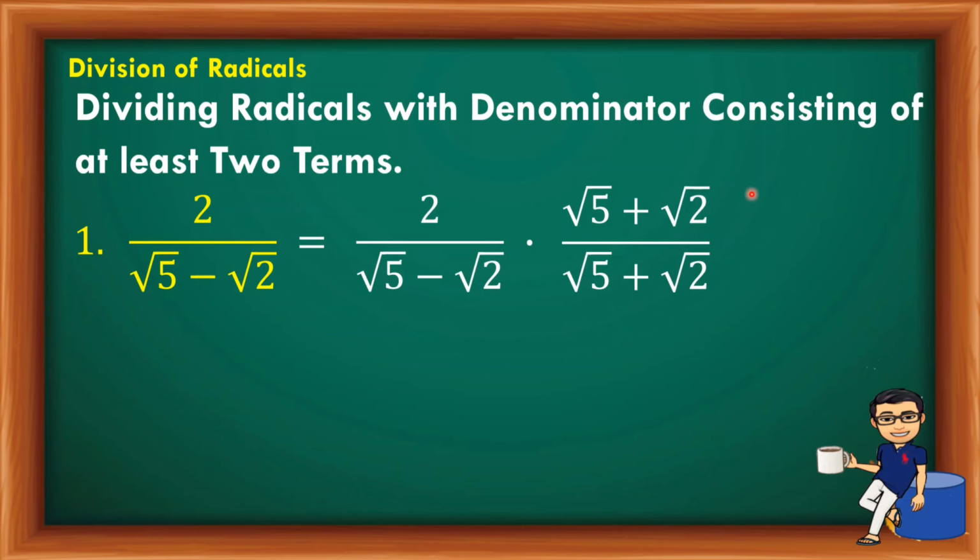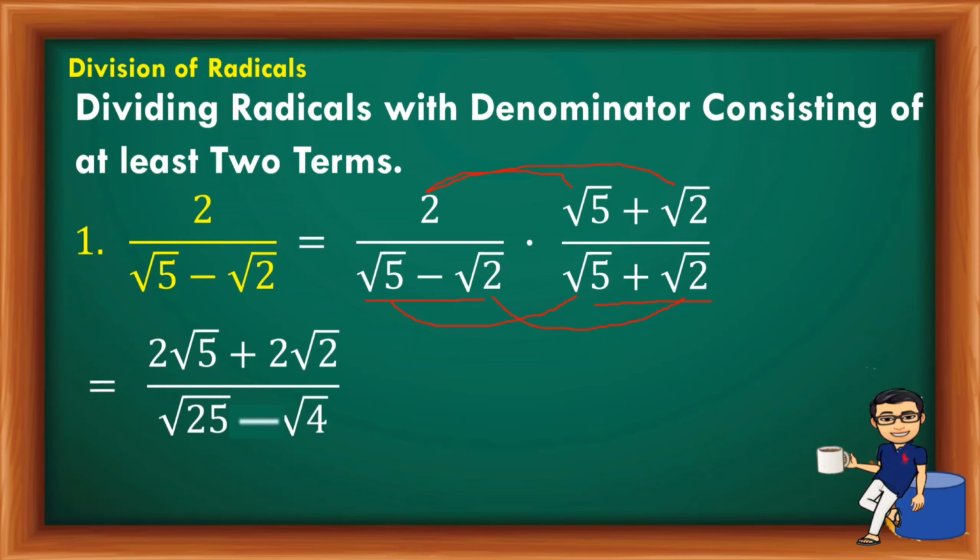Numerator and denominator. Then, we will be applying the process of the distributive property. Multiply mo yun doon at i-multiply mo ito doon. At dahil ito ay sum and difference, so ito na lang ang i-multiply nyo. First term times the first term, second term times the second term. At ito yung magiging result. 2 times square root of 5, 2 times the square root of 5, then 2 times square root of 2, we have plus 2 square root of 2.